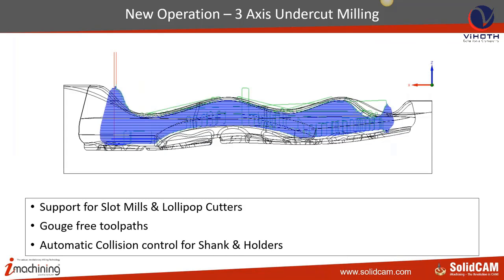For example, the most common item that generally requires undercut milling is shoe molds. So if you have a shoe mold and you would like to do undercut machining using a lollipop tool, you can just say, this is my model, this is the tool, this is the depth of cut, and it will ensure collision-free toolpaths against both the part surface as well as the shank with the part surface.